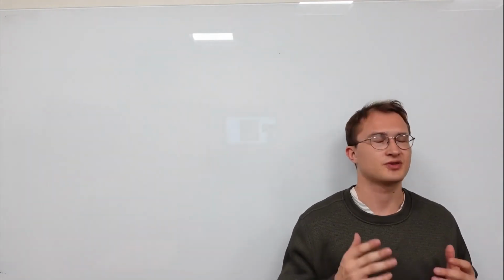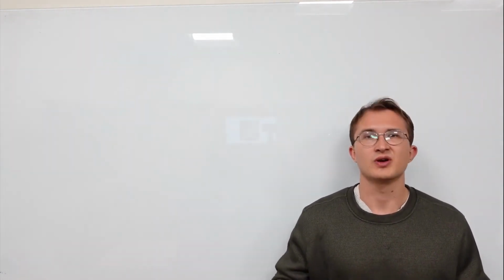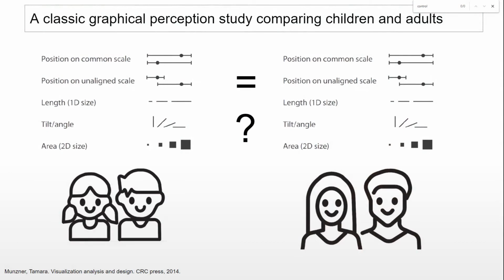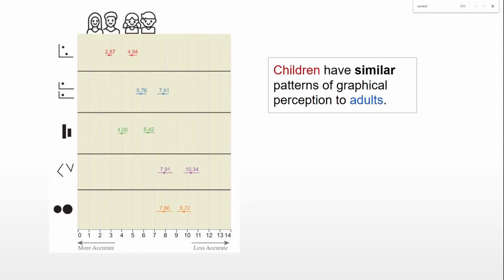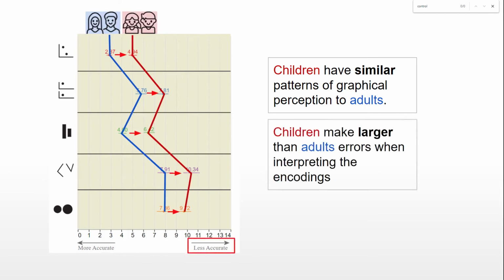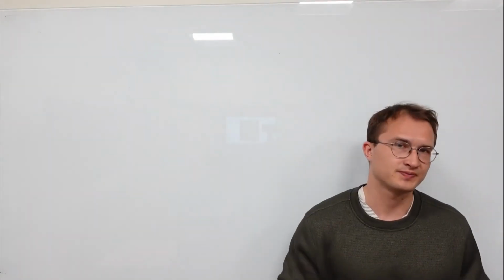Alright, let's recap everything real quick. We ran a classic graphical perception study comparing children and adults. We were interested in seeing the rankings of the visual encodings, how children compared to adults, and if there were any systematic biases. Our results indicate that children and adults are remarkably similar, but children are slightly less accurate on graphical perception tests. Now, I want to leave you with a bit of a call to action.